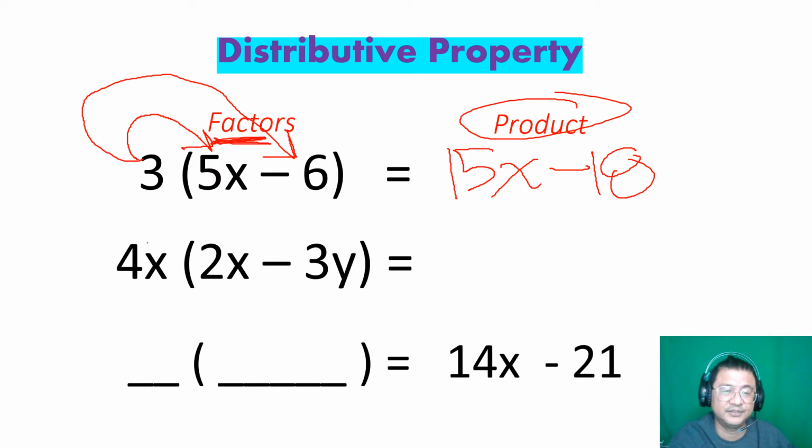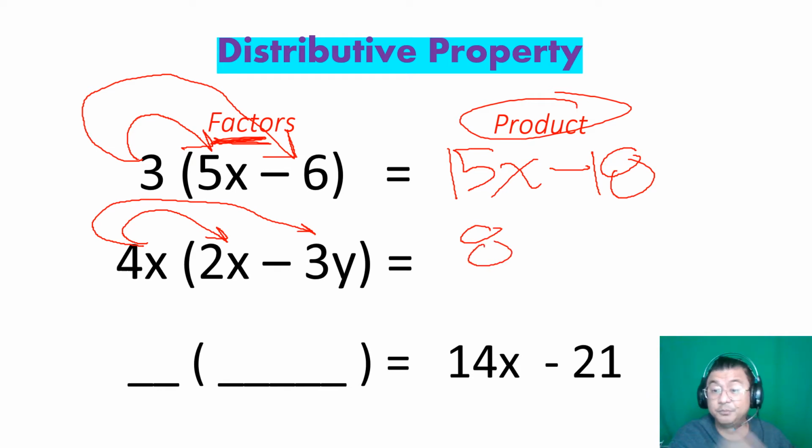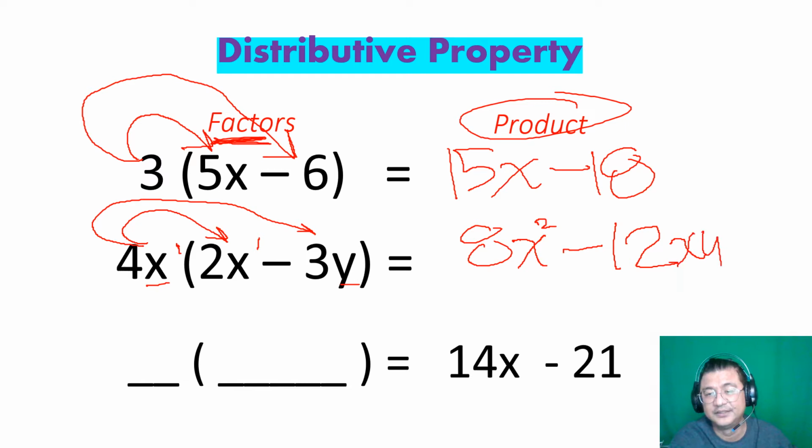Okay, let's do another distributive property. So 4 times 2 is 8, but when you multiply exponents, that will be x to the first, add them up, x to the second. Okay, so let's now multiply 4 times 3, that's going to be a negative 12, but there's an x and a y. Since we can't multiply them, just write them down together, xy. So that is again the product.